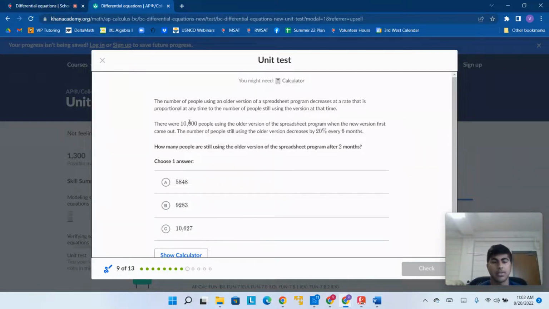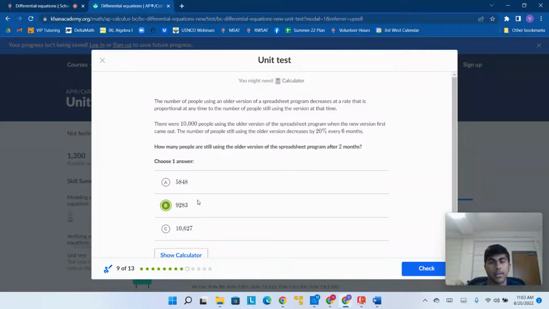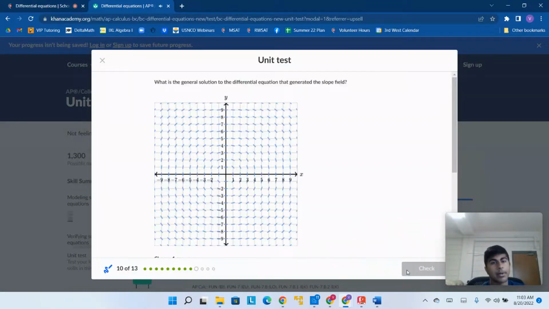Well, it's going to be less. So it's definitely not going to be like 10,627 now. It decreases by 20% every 6 months. So decreasing by 20% every 6 months, it's definitely not going to decrease more than 20%, right? So we can't go to 5,848, so our answer has to be 9,283. That is our answer. And we can keep going.